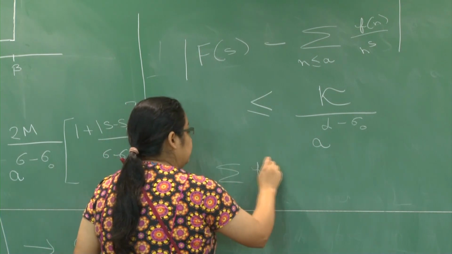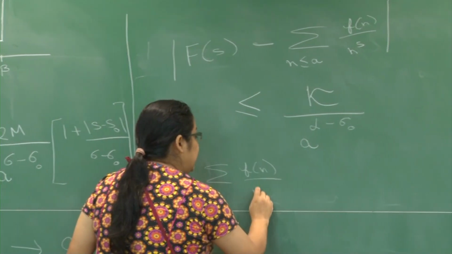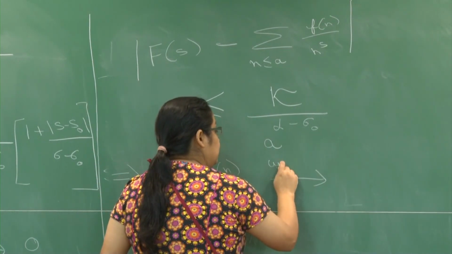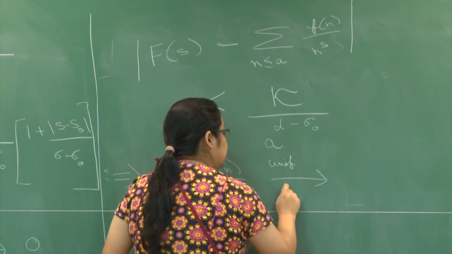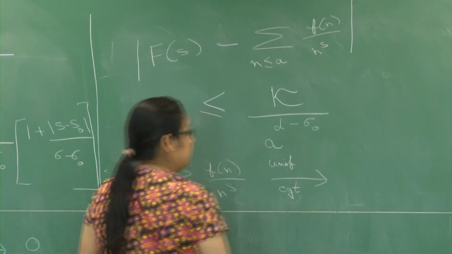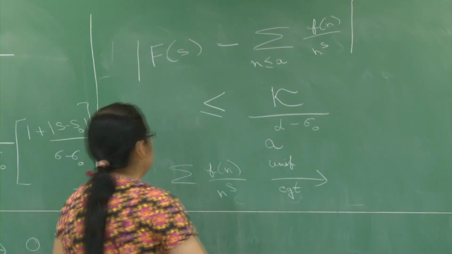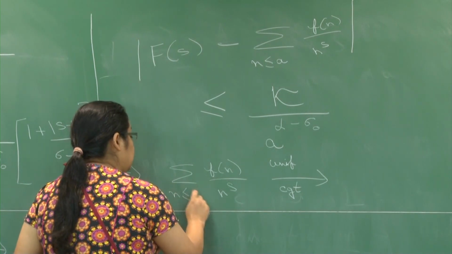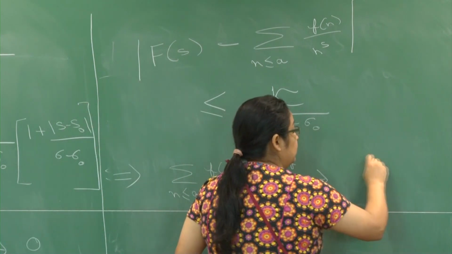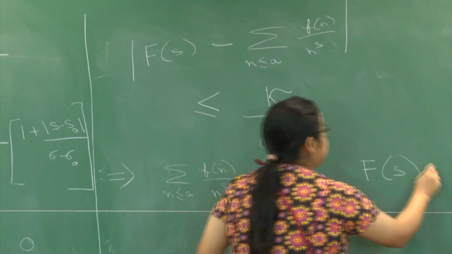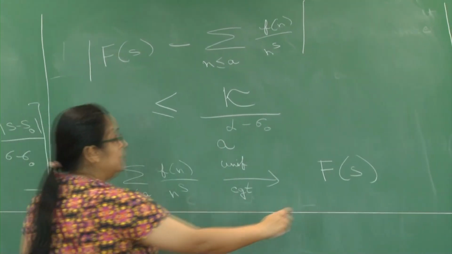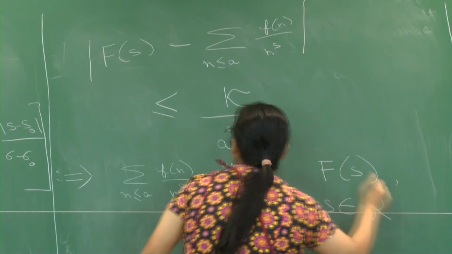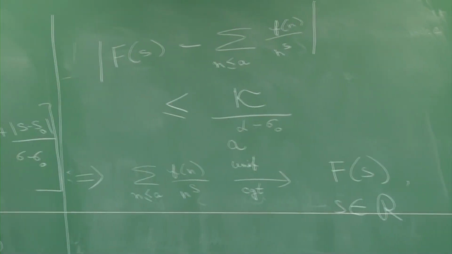summation f of n over n raised to the s converges uniformly to your Dirichlet series f of s for all s lying in this rectangle that we started off with.